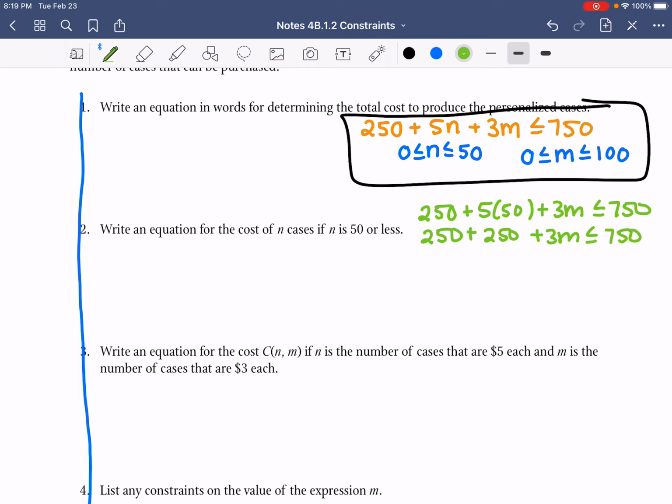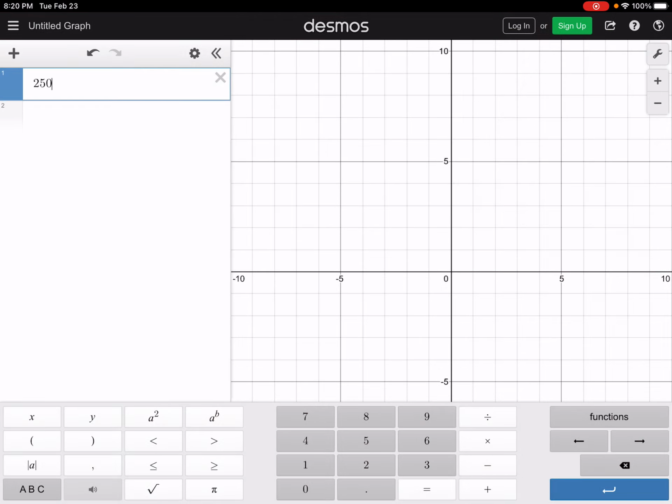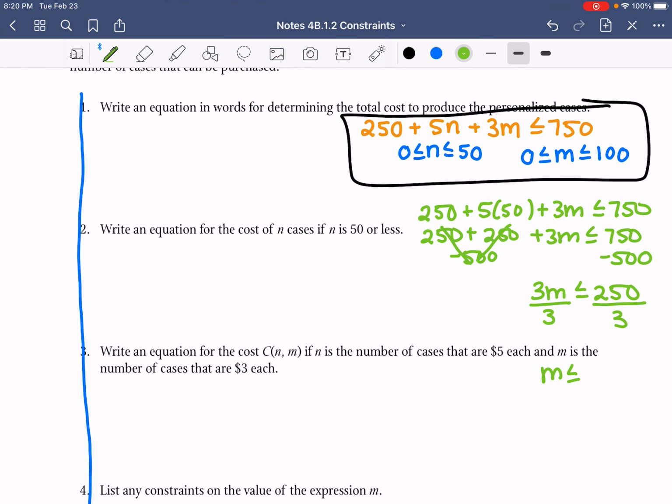And keep solving. 250 plus 250 is 500, so I'm going to subtract 500 on both sides. And we still have some money left over, right? We have our $3 cases. We have $250 that we can spend on those $3 cases, because $750 minus 500 is $250. I'm going to go ahead and divide both sides by 3. I would get out my calculator because I don't know 250 divided by 3 off the top of my head. So 250 divided by 3, I get 83.3 repeating.